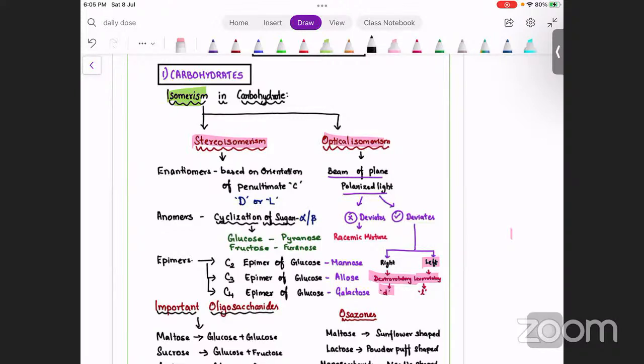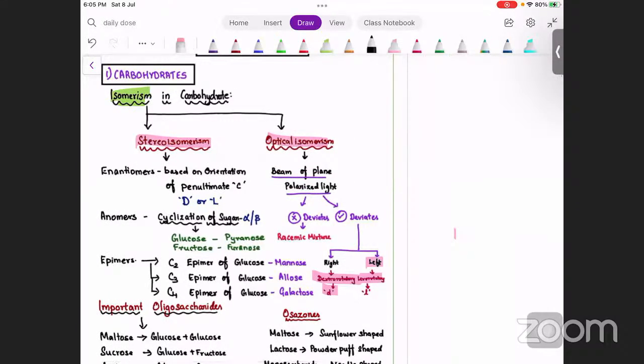Now here I wanted to add one more important MCQ, people. Sucrose is so called as invert sugar. Why? Because sucrose contains an equal amount of D-glucose and L-fructose. So sucrose contains equal amounts of D and L sugars, that is the D-glucose and the L-fructose.